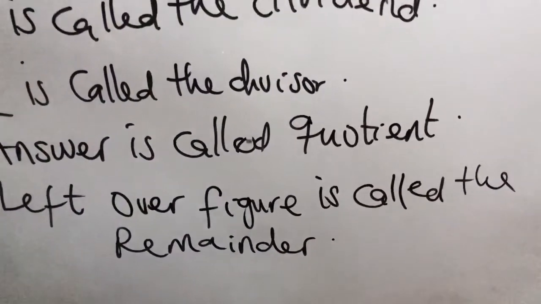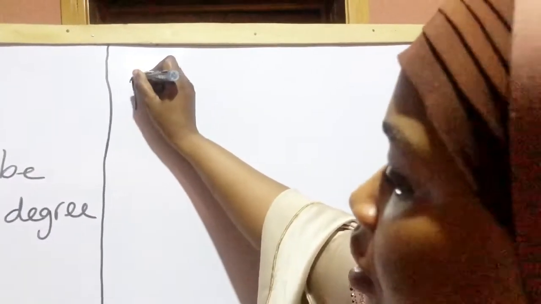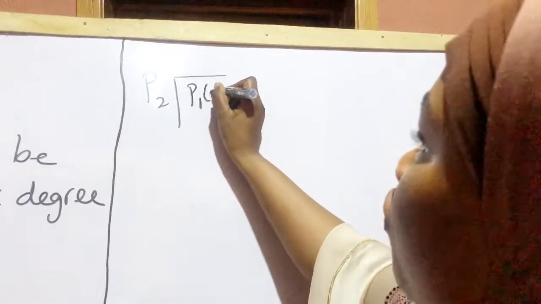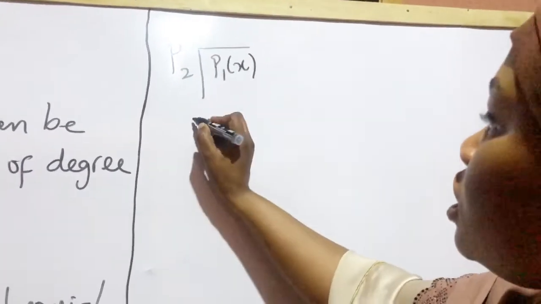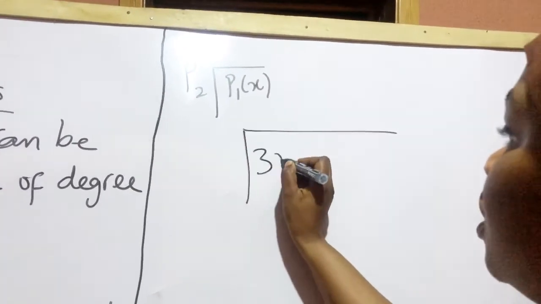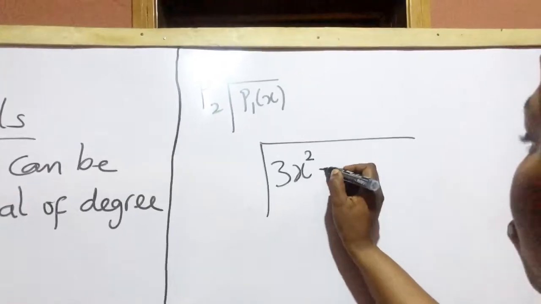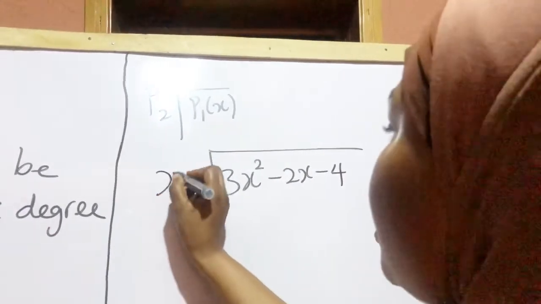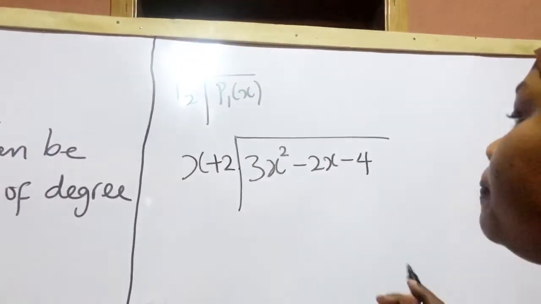So let's solve this one now. This is how to solve it. So p2, we want to use it to divide p1 of x. So this is how to do it. 3x squared minus 2x minus 4. So we want to use x plus 2 to divide it.